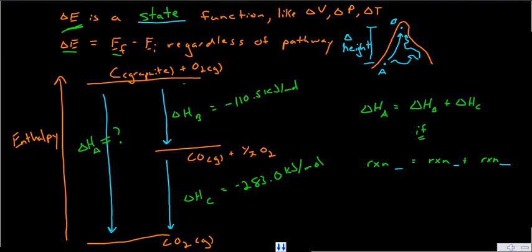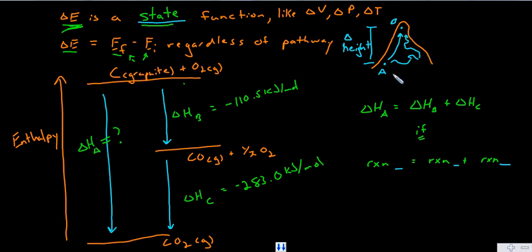Now, the change in energy of a system is a state function. That means that the change in energy is just the energy of the system after a process minus the energy of the system before a process, regardless of how the reaction or process occurred. It's like a change in height. Whether you go straight up a mountain or go roundabout, if you start at the same place and end at the same place, both pathways have the same change in height.